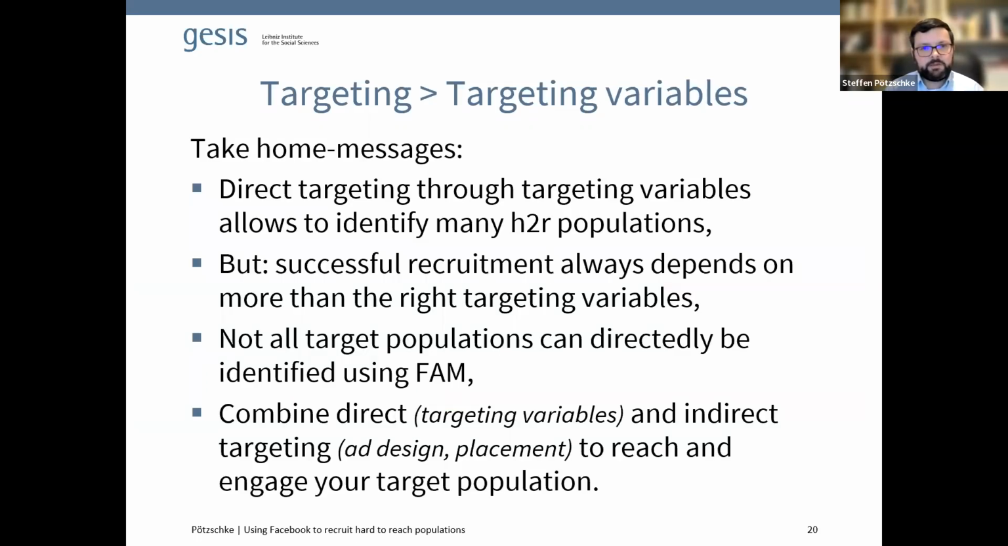So just to recap that, direct targeting through targeting variables allows to identify many hard-to-reach populations, but successful recruitment also always depends on more than the right targeting variables. Not all target populations can directly be identified using the Facebook Advertisement Manager, and you should combine direct and indirect targeting to reach and engage your target population.